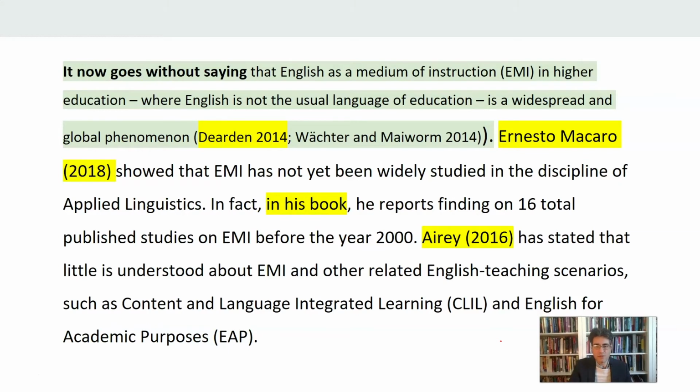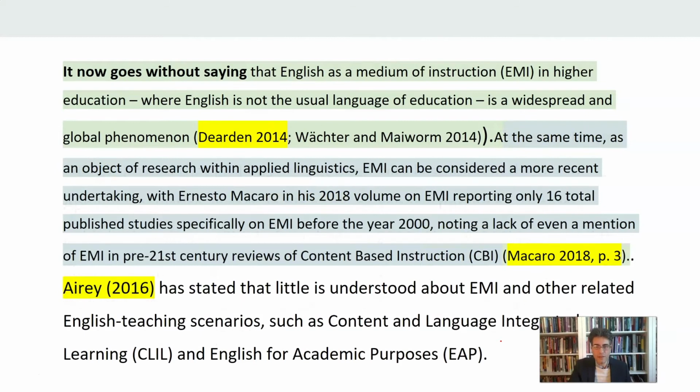The second sentence, which was originally Ernesto Maccaro, 2018, showed that EMI has not yet been widely studied in the discipline of applied linguistics. Well, now if you look at this light blue shaded part here, again, you see that the author has come in at the end, at least the citation. He has remained in the sentence, but look at the difference. I've foregrounded my own stance. This is actually called a stance adverbial. I've changed my stance here to add a contrasting idea.